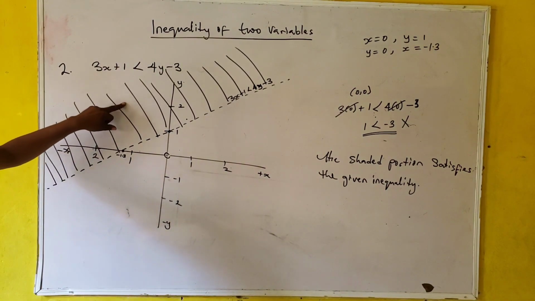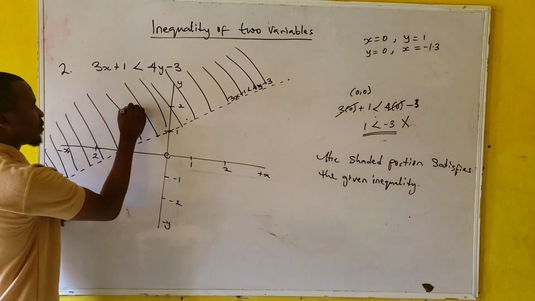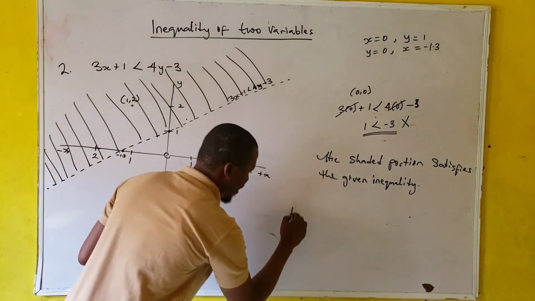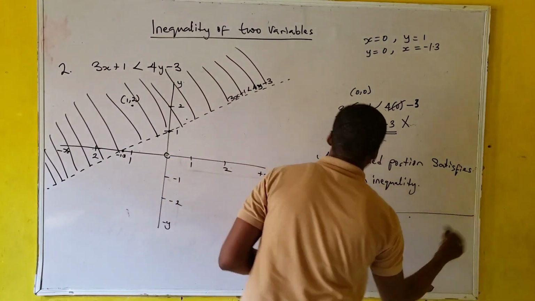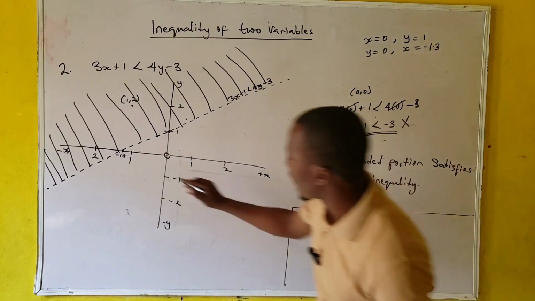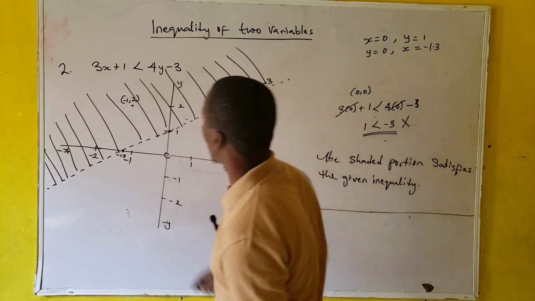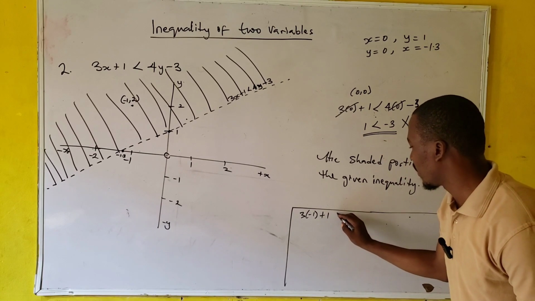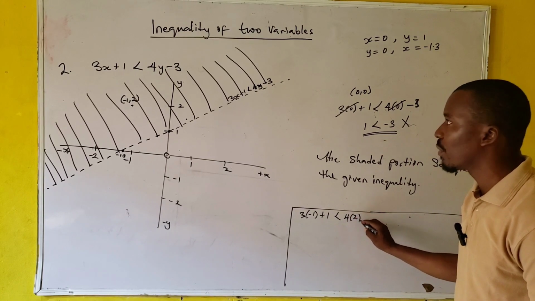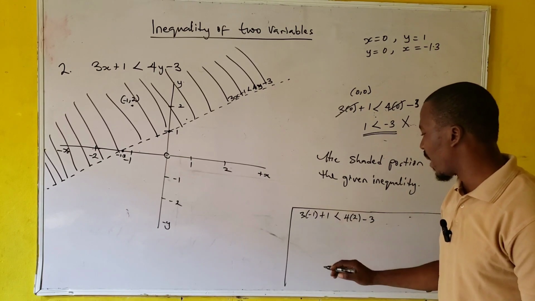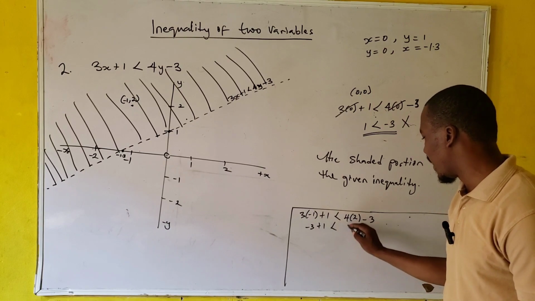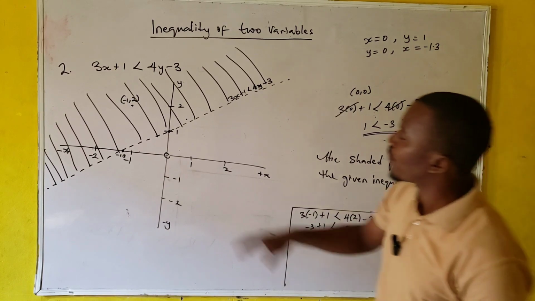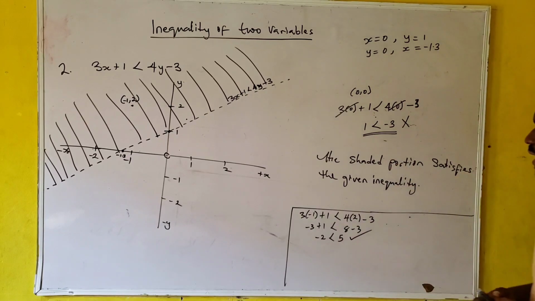What it means is that at any point I pick, okay, let's try it. Let's pick (-1, 2) and see whether it will satisfy this inequality. So let's work that somewhere here and see what happens. If you put (-1, 2), it simply means that s is minus 1 and y is 2. So you are going to have 3 into minus 1 plus 1. Will it be less than 4 into 2 minus 3? So let's find out. 3 into minus 1 will give me minus 3 plus 1. Will it be less than 8 minus 3? That will give me minus 2 less than 5. You can see that that's true. So any point you pick on this region will satisfy that inequality.